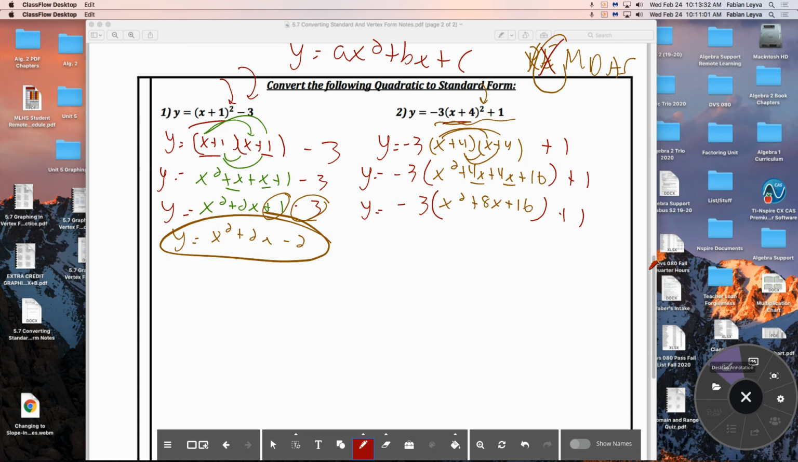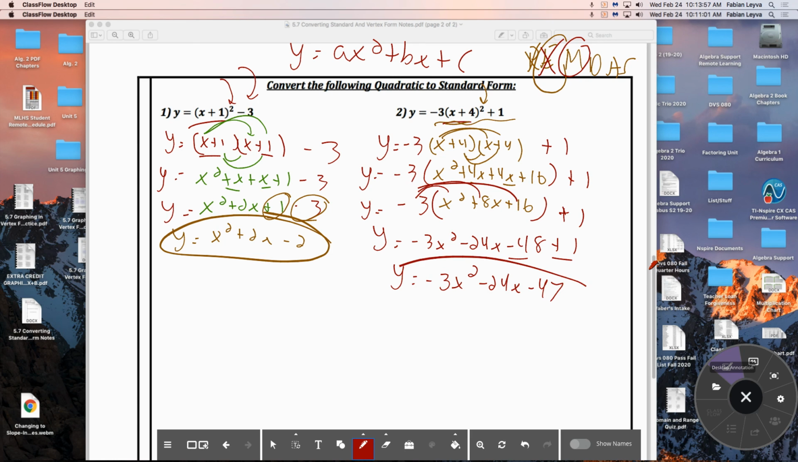So now that we did exponents, remember to do multiplication. When you distribute, you are multiplying. So that is what is next. You end up with negative 3x squared minus 24x. 3 times 16 is 16, 32, 48, negative 48. Don't forget your plus 1. And now you can see there's only one last thing to combine. So you end up with negative 3x squared minus 24x minus 47. And you have now figured out everything, or you have all the information for your exam that's going to happen next week.